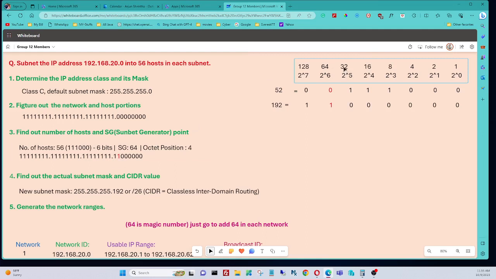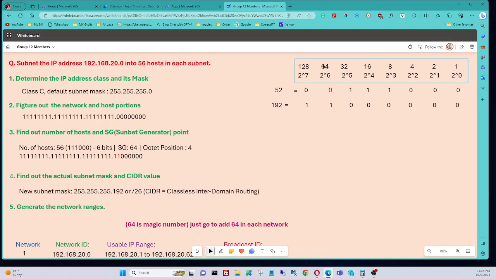What number is here? The next number is 32 and 64 here, right? So every time you create the subnet generator, at that time you have to choose the next number from these bits. I mean, if you have this number and this number, these 6 bits equal 56 hosts, but we don't have that 56 hosts here. That's why we always go to the next bit. This is 1 2 3 4 5 6, but we always have to go to 7.